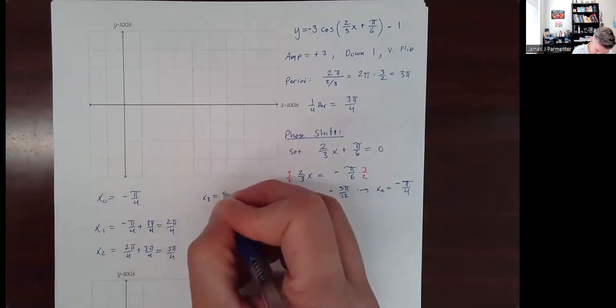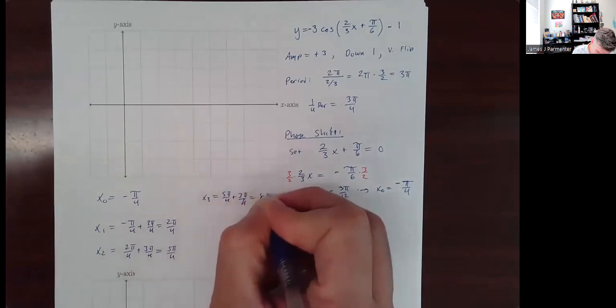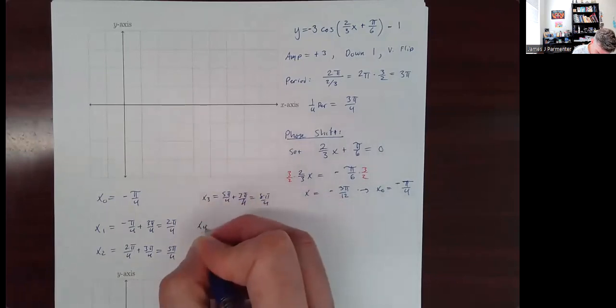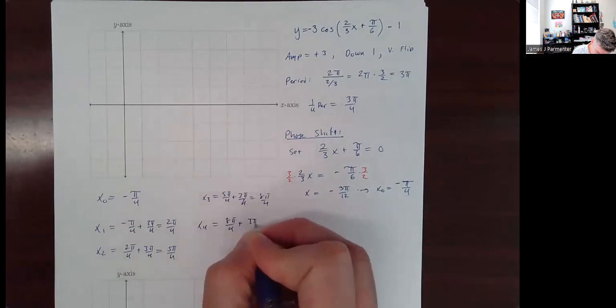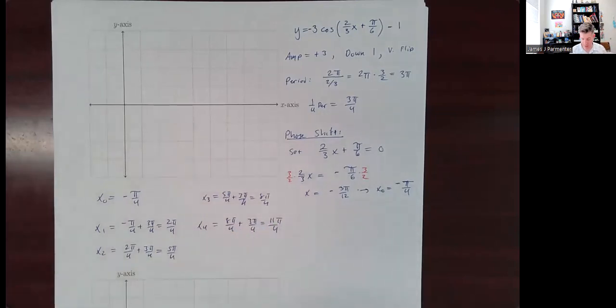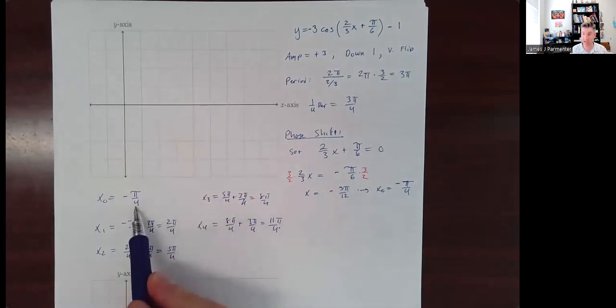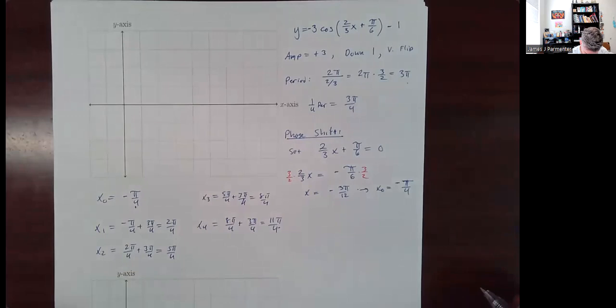X3 is going to be 5 pi over 4 plus 3 pi over 4, which is 8 pi over 4. And finally, the last one is going to be 8 pi over 4 plus 3 pi over 4, which is 11 pi over 4. And if we check the difference, 11 pi over 4 minus negative pi over 4 is positive 12 pi over 4, and 12 pi over 4 is 3 pi, which is our period. So that checks out.